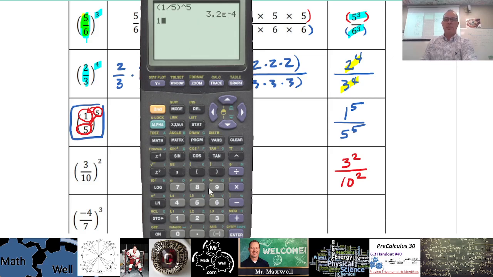Now, what's important is this. I'm going to do this separately. I'm going to do brackets 1 to the power of 5 divided by 5 to the power of 5. So see, I'm doing this one on the right here. And if I do that, I get the exact same number. Okay? So it's exactly the same. It's just a different way of writing it. Again, 3 divided by 10, all to the power of 2 is this number, 0.09. Well, I wonder what 3 squared divided by 10 squared is. 0.09. Okay?